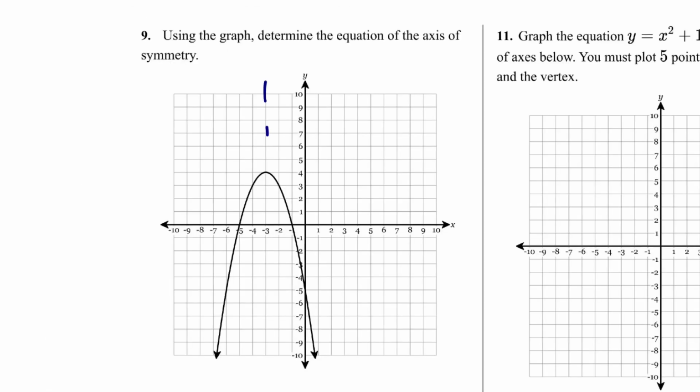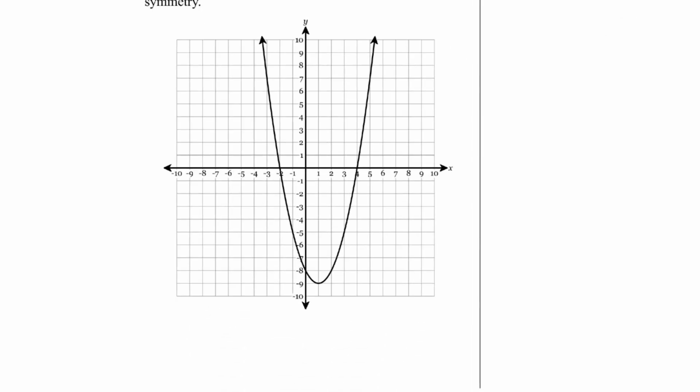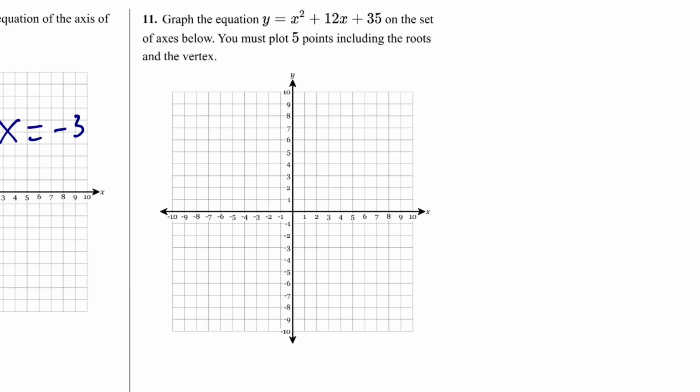Axis of symmetry is the vertical line that passes through the vertex. It's always going to be x equals the x-coordinate of the vertex. So here x equals negative 3. And down here it's going to be the vertical line that passes through the vertex. X equals 1.